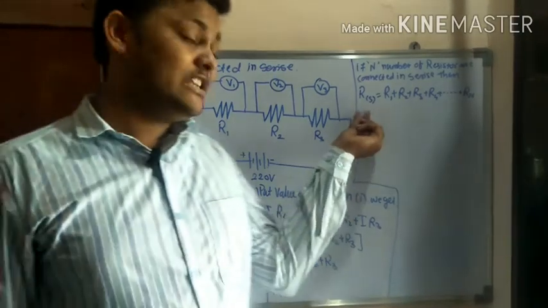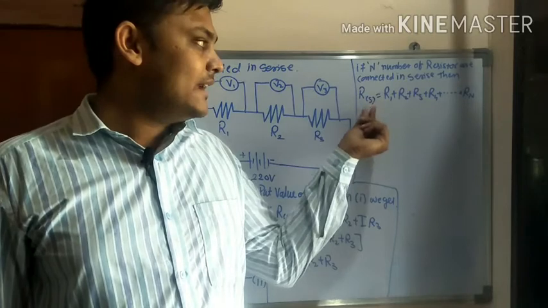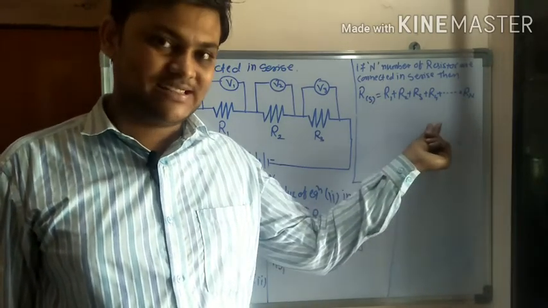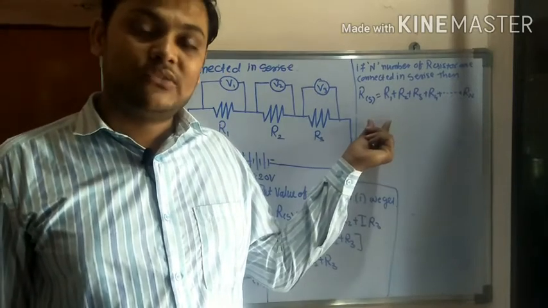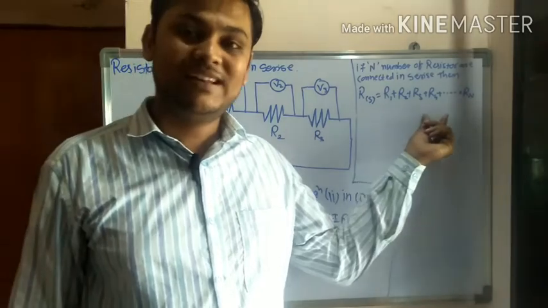So सीरीज में इफेक्टिव रेजिस्टेंस निकालने के लिए हम लोग क्या करेंगे? दैट इज इट इज इक्वल टू सम ऑफ इंडिविजुअल रेजिस्टेंस, सम ऑफ ऑल इंडिविजुअल रेजिस्टर. इफेक्टिव रेजिस्टेंस ऑफ रेजिस्टर व्हेन इट इज कनेक्टेड इन सीरीज इज द सम ऑफ ऑल इंडिविजुअल रेजिस्टर.